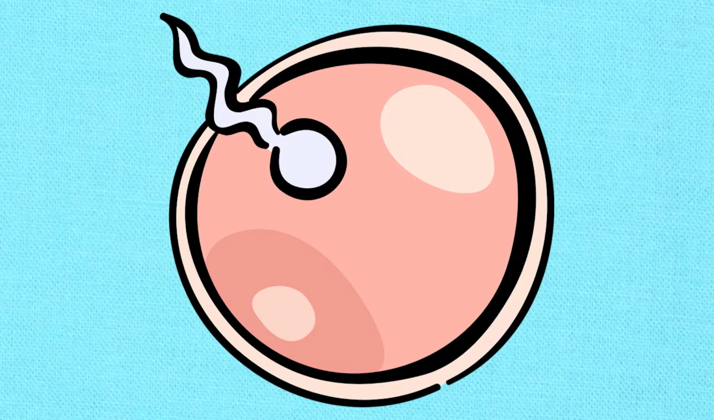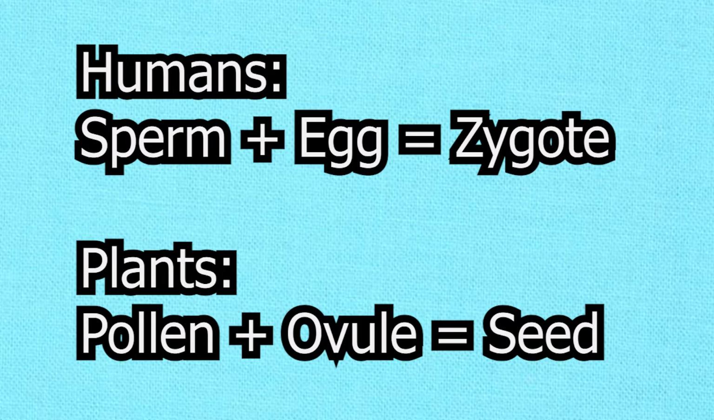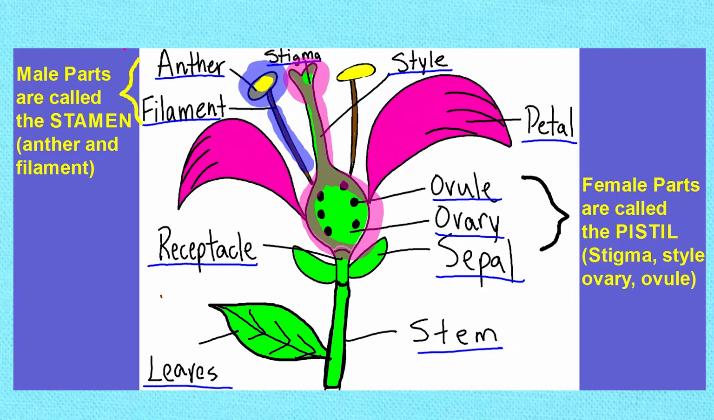In humans, we call the gamete sperm for males and eggs for female. In plants, we call the gamete pollen for males and ovule for females. Humans combine sperm and egg to make a zygote. Plants combine pollen and ovules to make a seed. The seed can grow into a full organism just like a zygote can in a person. Once that ovule is fertilized, the ovary and all the surrounding tissue will develop into the fruit.